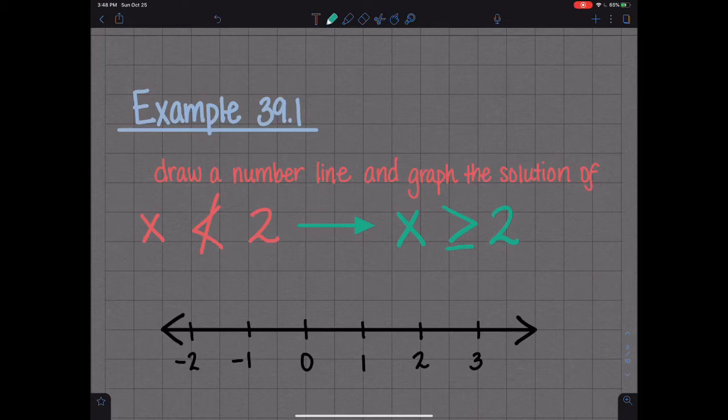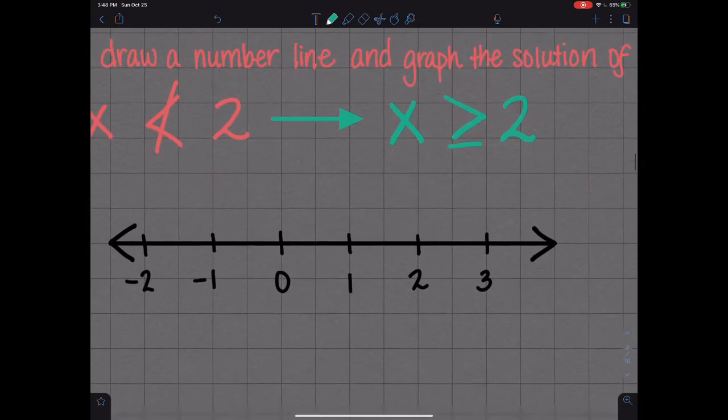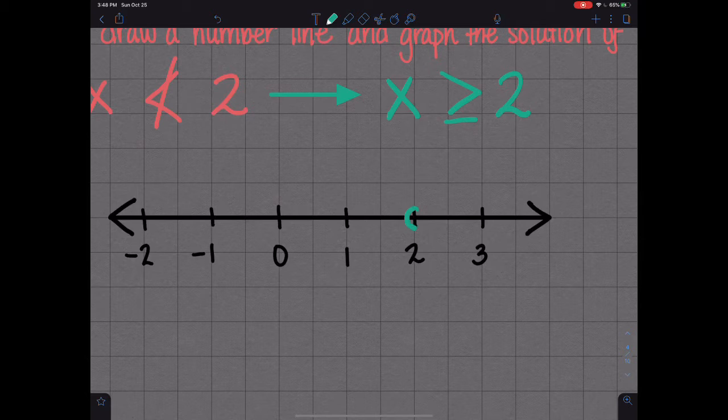Okay, now this is important because does it include the number 2 or do we leave it an open circle? Because there is this equal sign that is included, that means 2 is part of the solution because it could be true that X is equal to 2. And for that reason, I have to color it in, indicating that 2 is included in the answer. And then I draw my arrow, okay? And that is how we graph the solution to that.